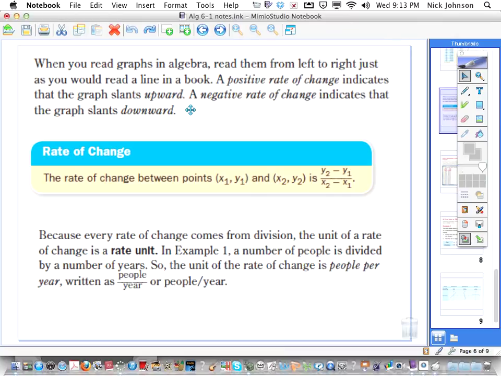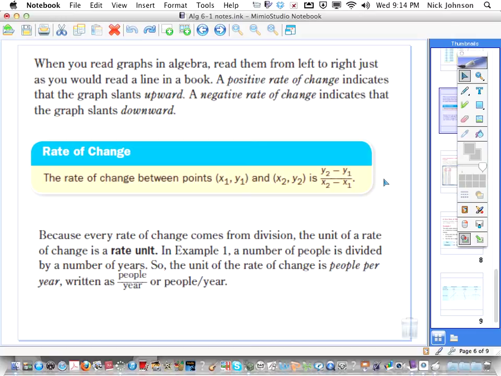Rate of change between points x1, y1 and x2, y2, those are just two random points, is, as I said, change in y's over the change in x values. So y2 minus y1 all over x2 minus x1. And you need to get used to that formula because it's the same formula you use for slope. So you need to start thinking about that.